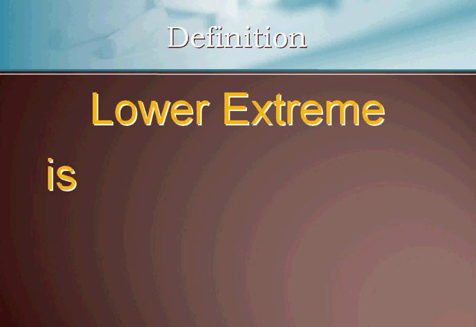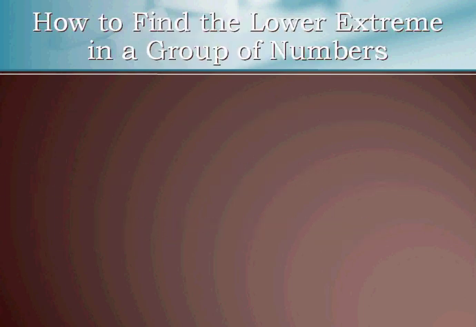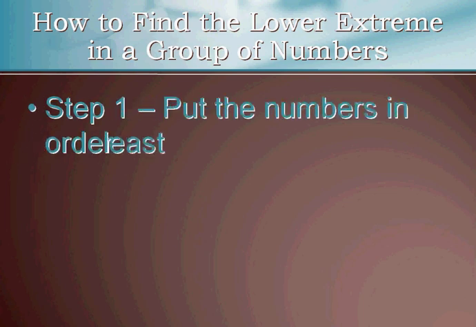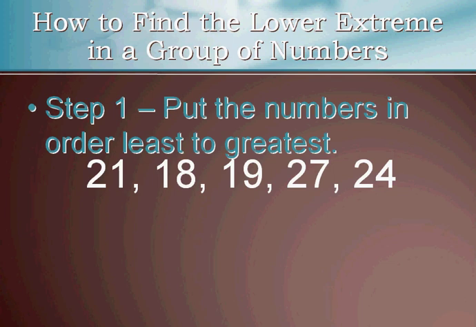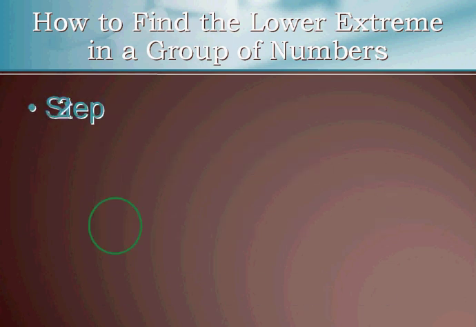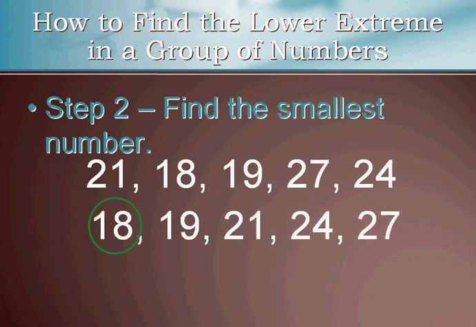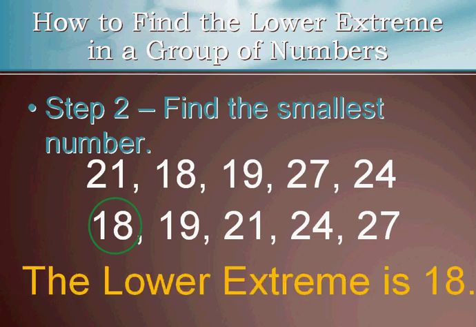Definitions. Lower extreme is the number with the least value in a data set. To find the lower extreme, we're going to put the numbers in order. Then we're going to find the smallest number. In this case, the lower extreme is 18.